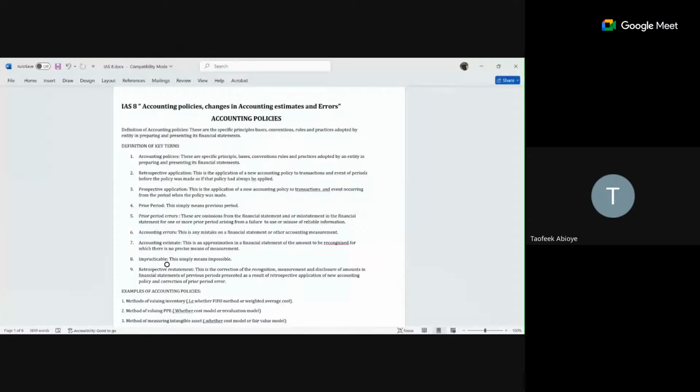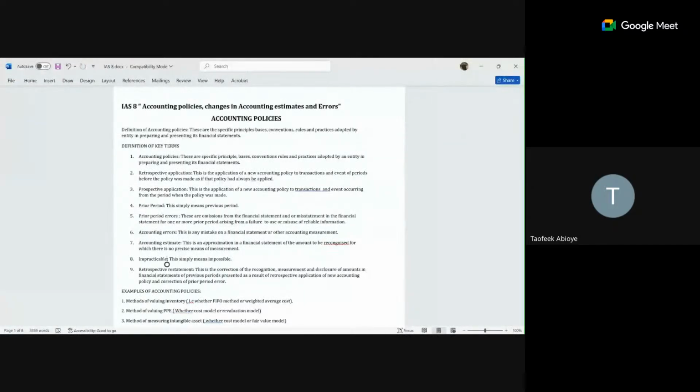What do we mean by retrospective? Retrospective is backward application, backward or previous application of an accounting policy that was just being formulated now. We just formulated that accounting policy today. But retrospective application simply means that you are going to apply that accounting policy that you formulated today right from your previous days' transactions.